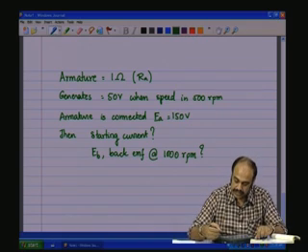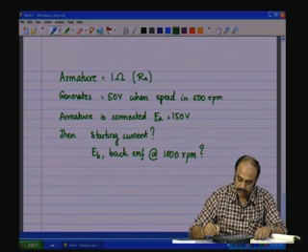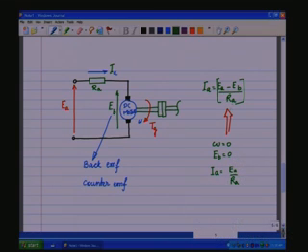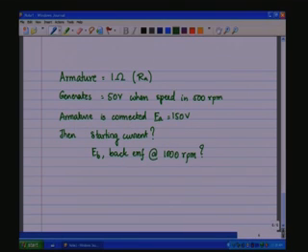So, using the relationship that we just saw, that is, IA is equal to EA minus EB by RA. At starting, omega is equal to 0, EB is equal to 0, IA is equal to EA by RA. So, the starting current is given by EA by RA, which is equal to 150 volts by 1 ohm, which is equal to 150 amps. This is 150 amps.